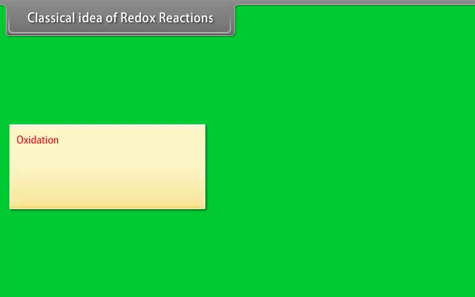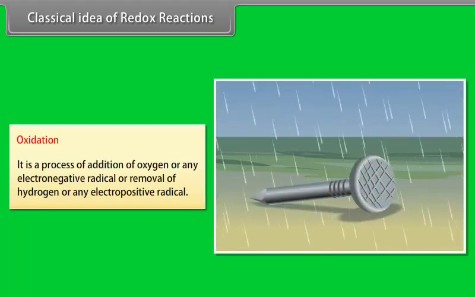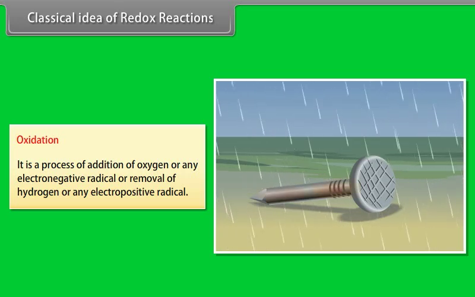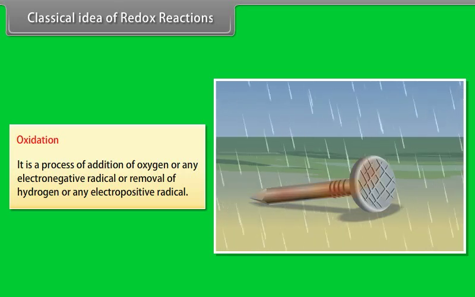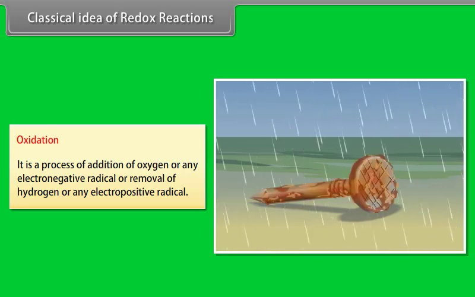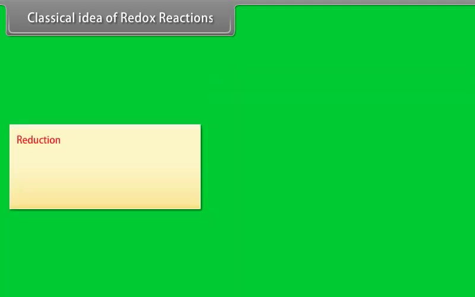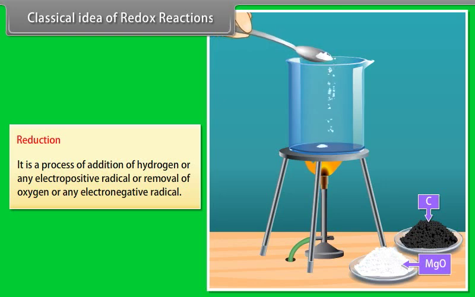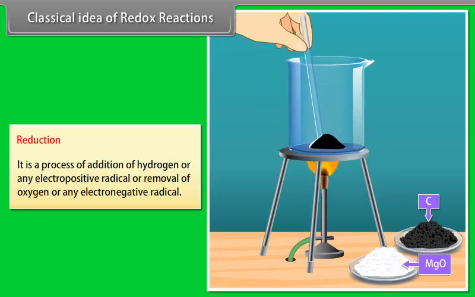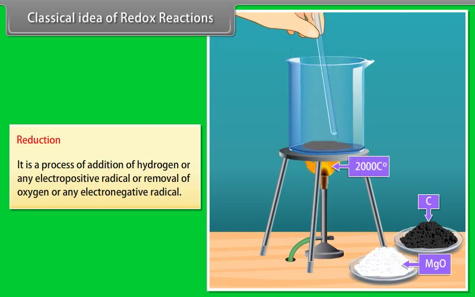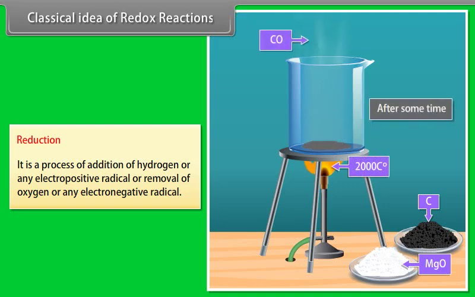Classical idea of redox reactions. Oxidation. It is a process of addition of oxygen or any electronegative radical or removal of hydrogen or any electropositive radical. Reduction. It is a process of addition of hydrogen or any electropositive radical or removal of oxygen or any electronegative radical. Let us take some examples for better understanding of redox reactions.